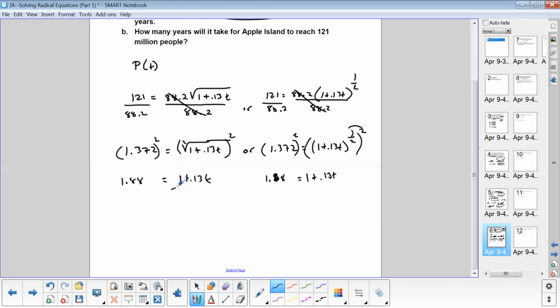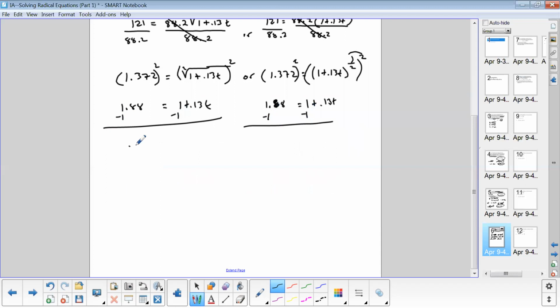And so I'm going to subtract 1 from both sides, just like I would subtract 1 from both sides here. And I'm going to get 88/100 is equal to 13/100 times t. And when you divide 88/100 by 13/100, you should get about 6 7/10, so a little bit more than 6.5 years.